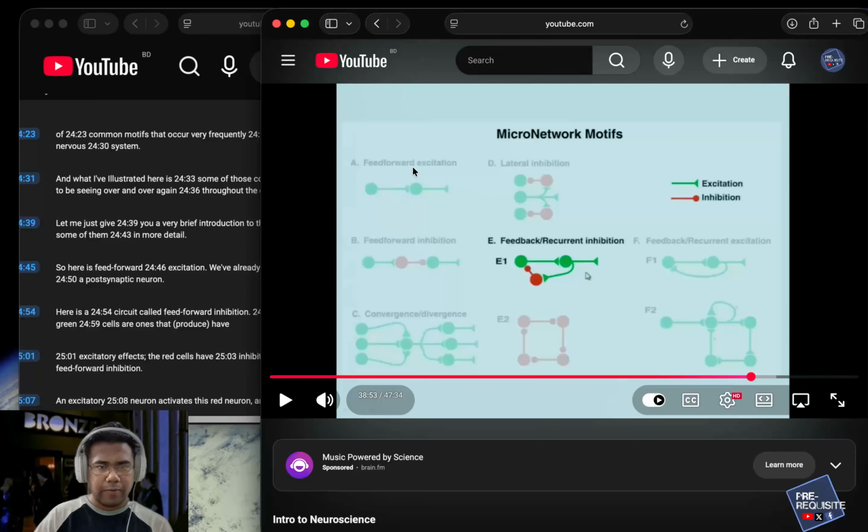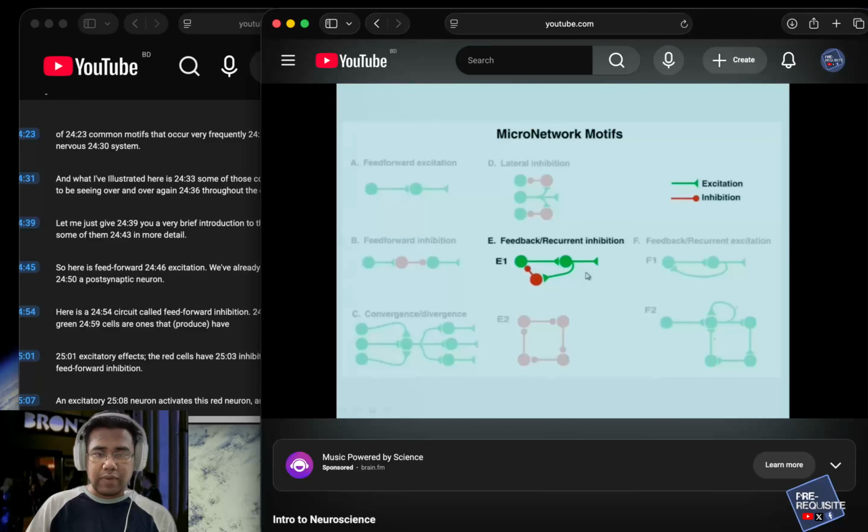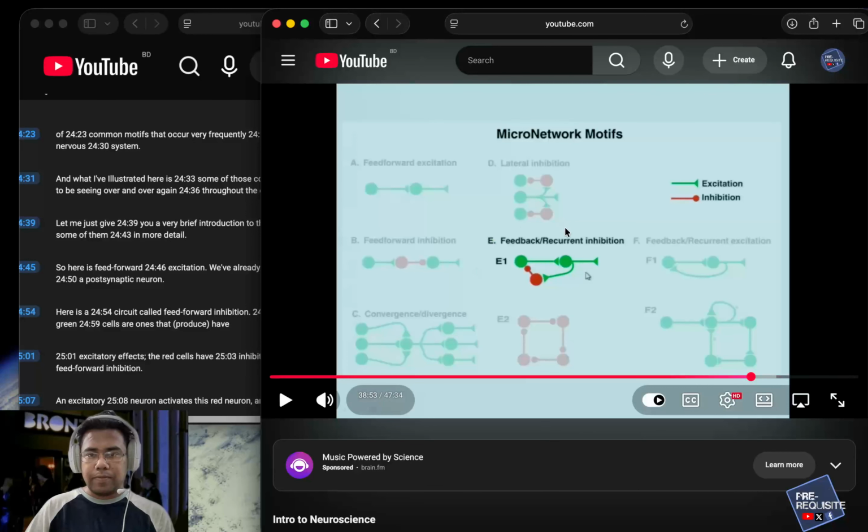This is like feedforward excitation, feedforward inhibition, and convergence, divergence, basically explaining, in my words, not his, and I might be wrong, how our body could respond to varying degrees of stimulus, and the response could be varying degrees as well from our side of the brain, the output basically. And then we learned lateral inhibition. Now we're going to learn feedback slash recurrent inhibition.